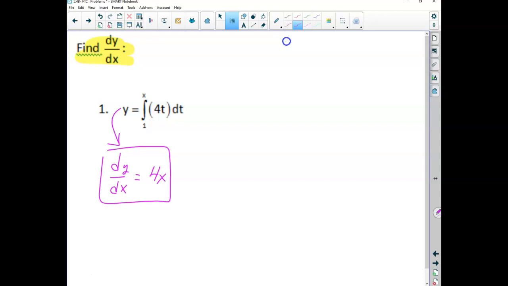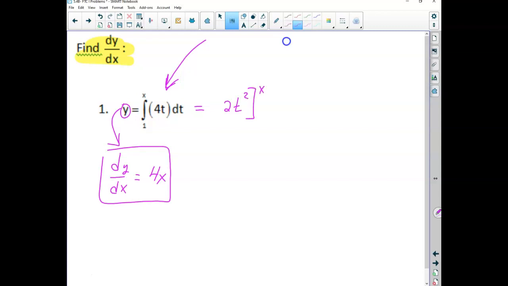This is a function y defined as an integral. And to find the derivative of that guy, I don't even need to find the antiderivative. But if I did, what's the antiderivative of 4t? I guess it would be t to the first, so it's going to be t squared. What do I multiply 2 by to get 4? Maybe a 2. So there's my algebraic antiderivative.